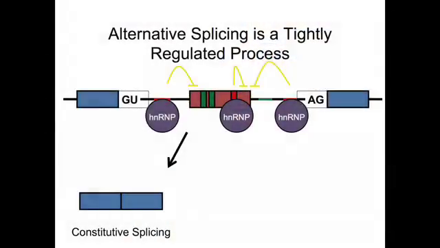There are a group of proteins such as HNRNPs that recognize the silencer regions of the sequences in the introns or in the variable exons, resulting in the inhibition of inclusion of this variable exon. So that promotes constitutive splicing.